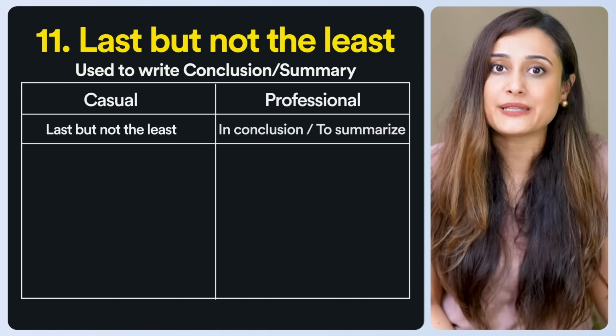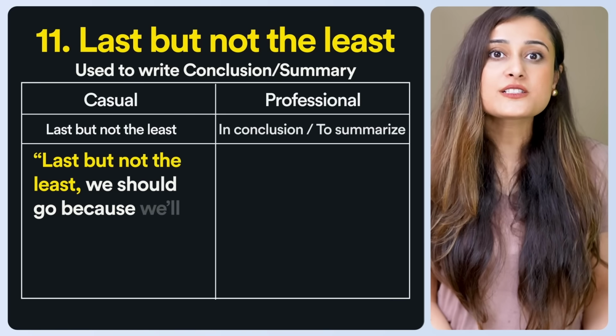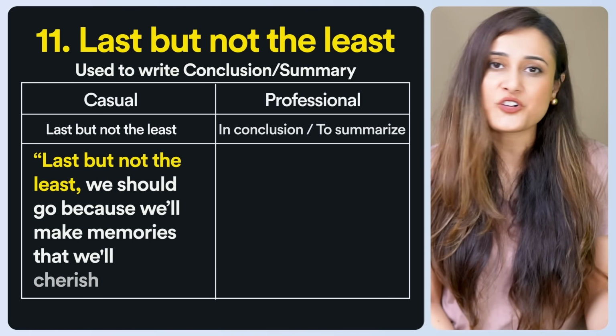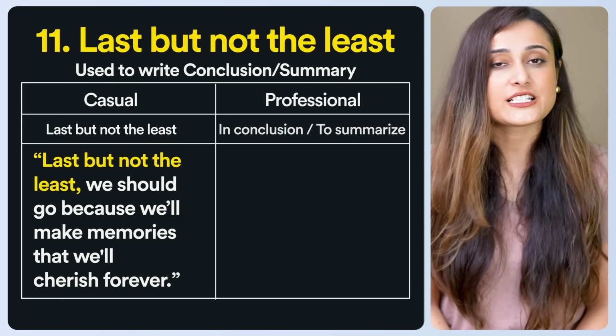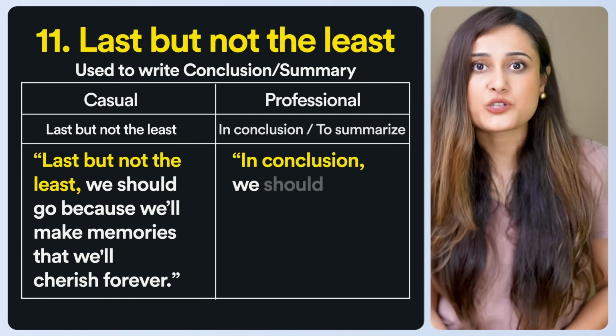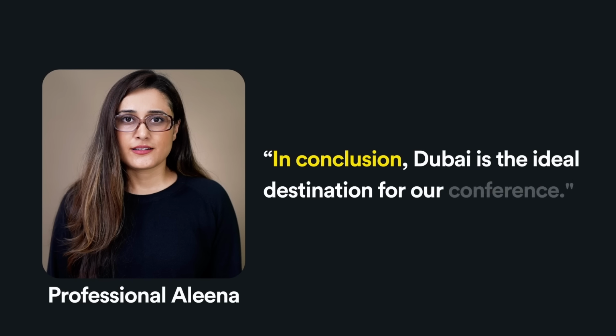Your idea is complete. Last but not the least, we should go because we'll make memories that we'll cherish forever. And now, how do you say this with the professional equivalent? In conclusion, we should go because we'll make memories that we'll cherish forever. The professional sentence is, in conclusion, Dubai is the ideal destination for a conference.